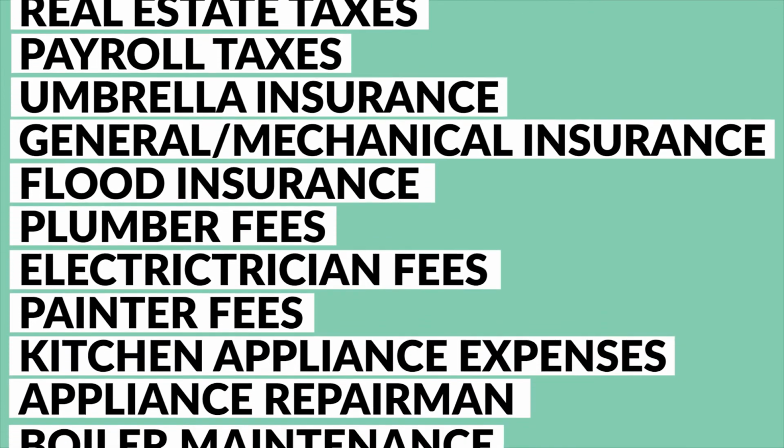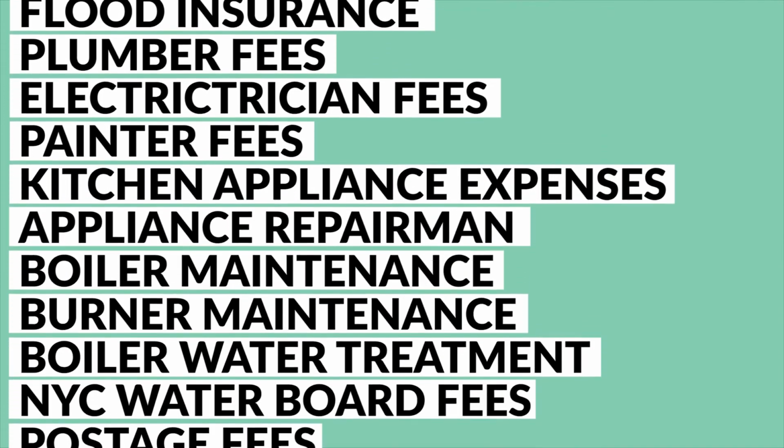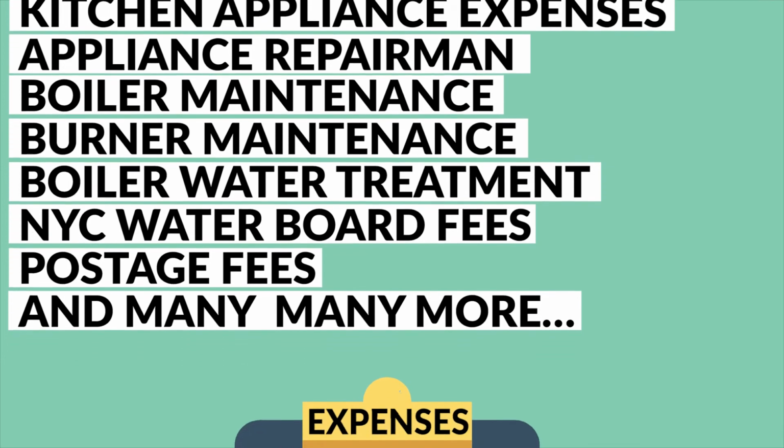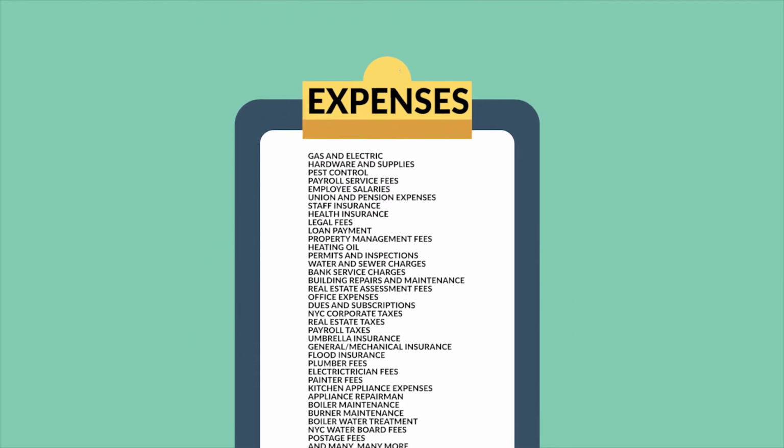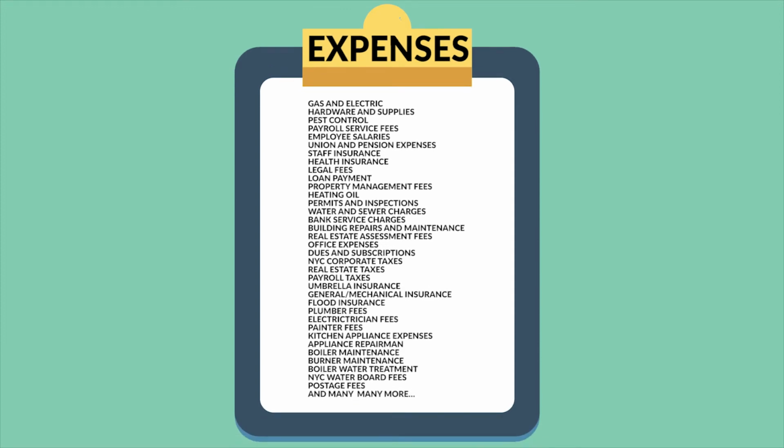Other things to include would be the name of the vendor providing the service or product, and the apartment and building the expense is for. You can then slice and dice this data. For example, if you wanted to know how much you spent for heating oil for a particular year.